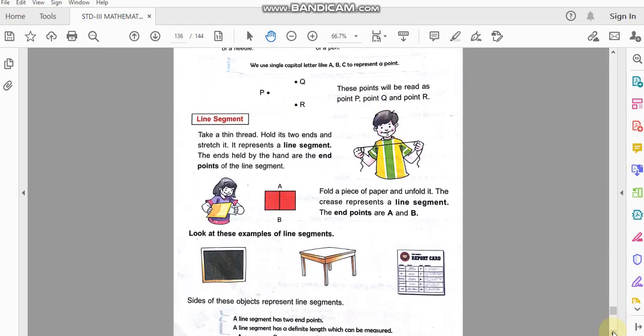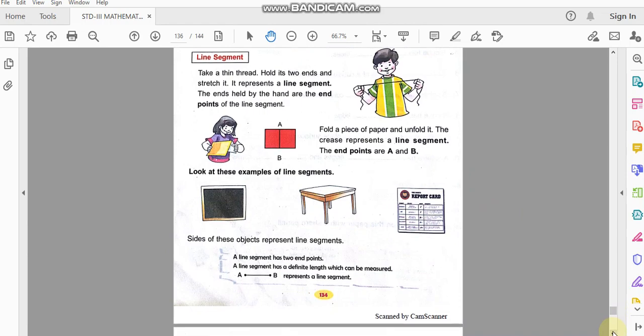Now let us read the next topic, that is line segment. Take a thin thread, hold its two ends and stretch it. It represents a line segment. The ends held by the hand are the end points of the line segment. This is one end, this hand, and this is the other hand.